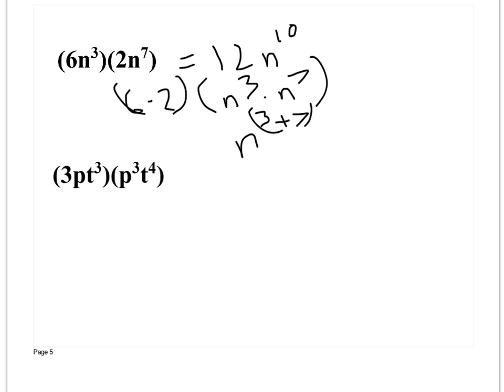Let's do this one: 3pt cubed times p cubed t to the 4th. So I take 3 times 1, which is going to stay as 3. I take p and p cubed, which is what? p to the 4th. Remember, when you multiply bases, you add exponents. t cubed and t to the 4th becomes what? t to the 7th. When I multiply bases, I add exponents.